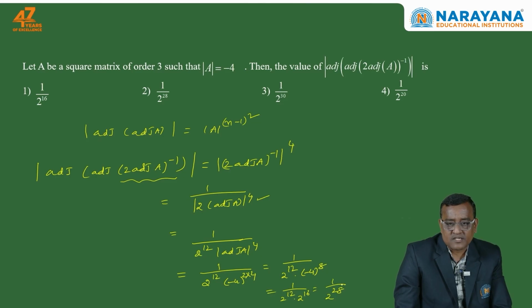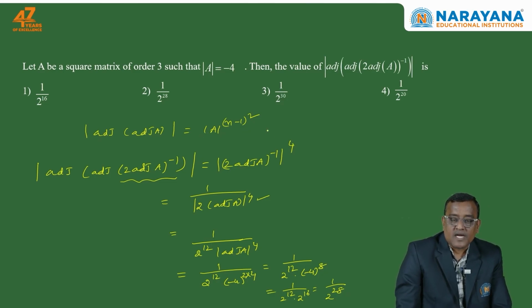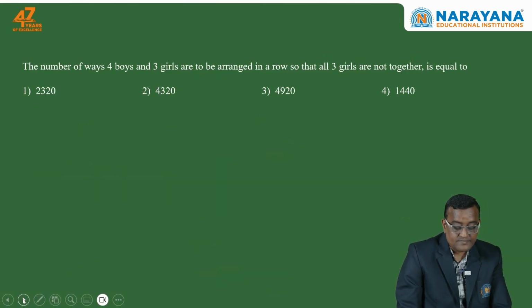These are all properties of determinant of adjoint A and determinant of A inverse. Two properties used in this one: one is determinant of adjoint A is det A power (n minus 1) whole square, and second, determinant of adjoint A is det A power 2. And det A inverse is 1 by det A, and det kA is k power n into det A. So using those, we get the value of det adjoint of (2 adjoint A) inverse as 1 by 2 power 8. Coming to the next question.